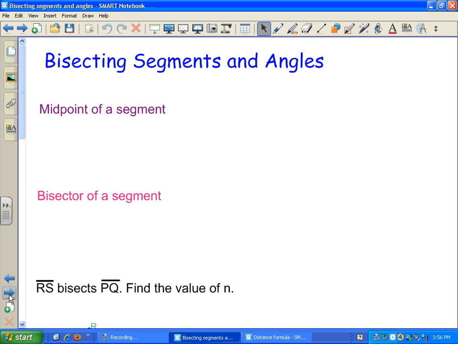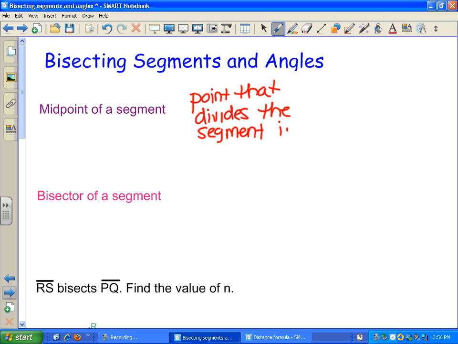Well, what a midpoint is, it's a point that divides the segment into two congruent parts. Okay, so it's a point that will divide the segment into two congruent parts. Now, we can have many different things that bisect a segment.